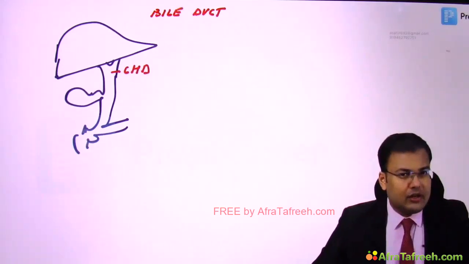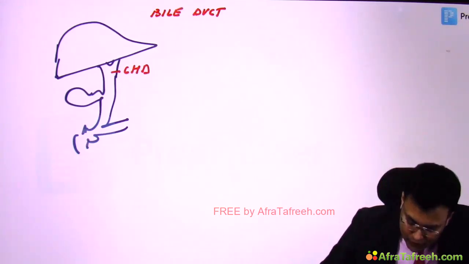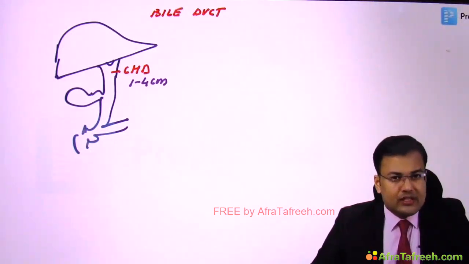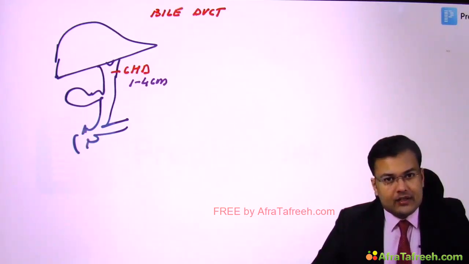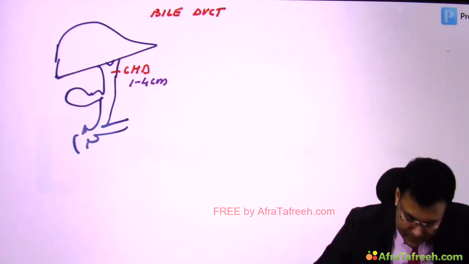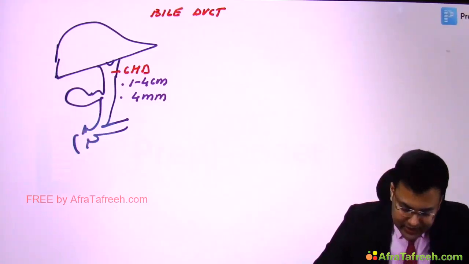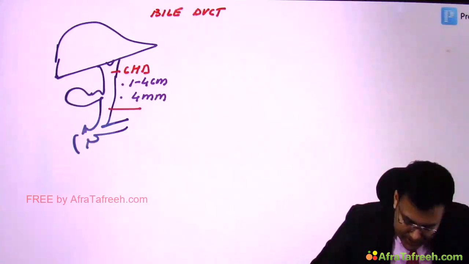What is the length of common hepatic duct? The length of common hepatic duct is 1 to 4 centimeter. And what is the diameter of common hepatic duct? It is 4 millimeter. Now see, this is the common bile duct.